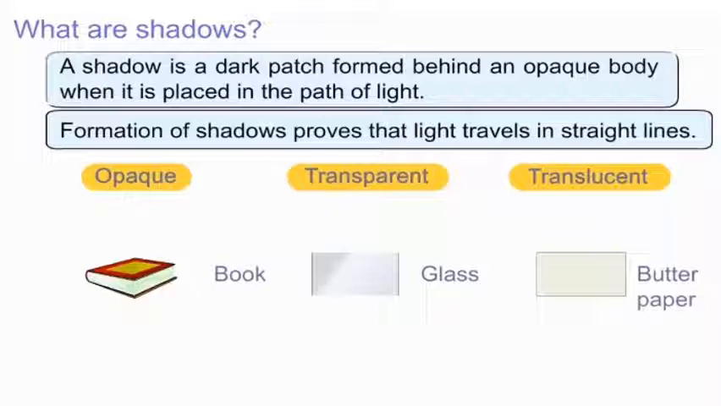Shadow is a dark patch formed behind an opaque body when it is placed in the path of light. Students, window panes are mostly made of clear glass. When the sunlight falls on them, they allow it to pass.